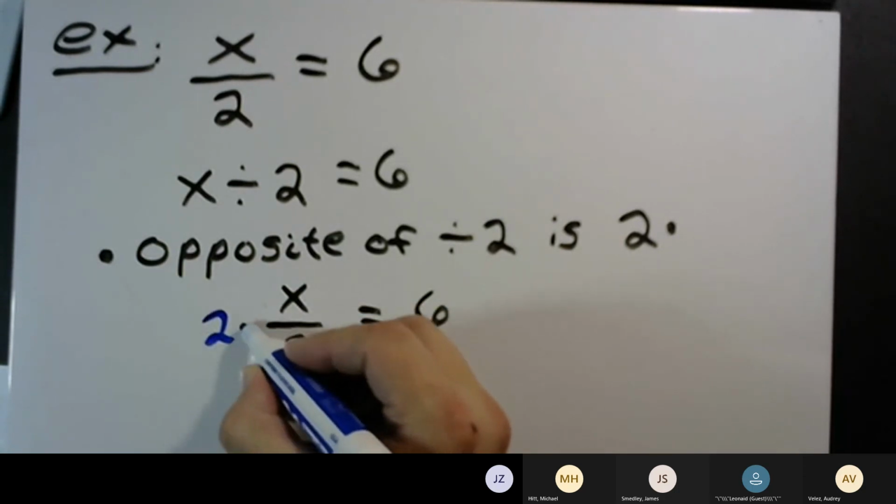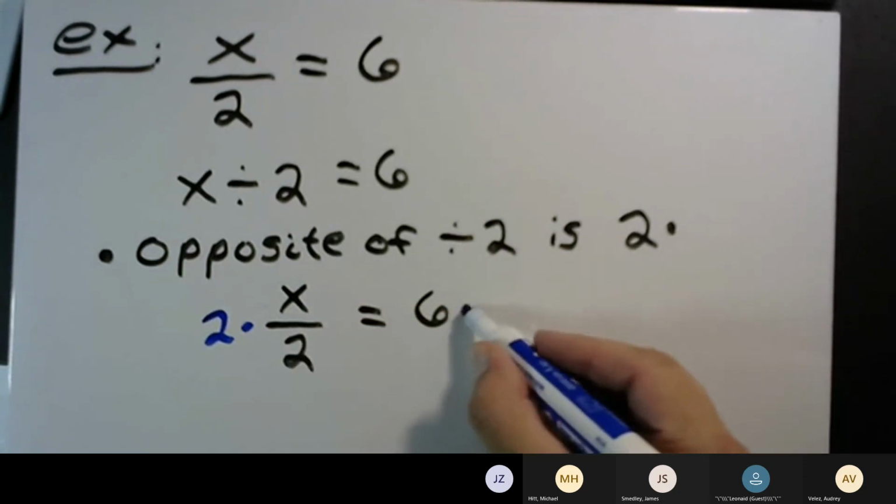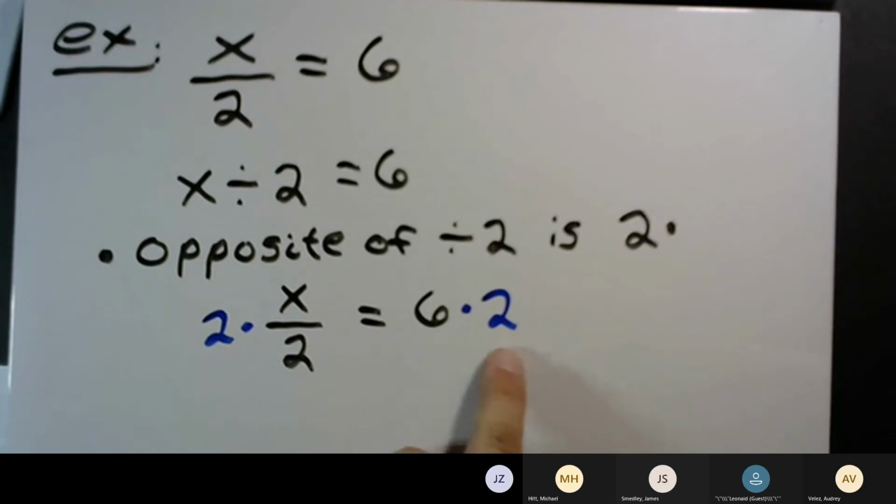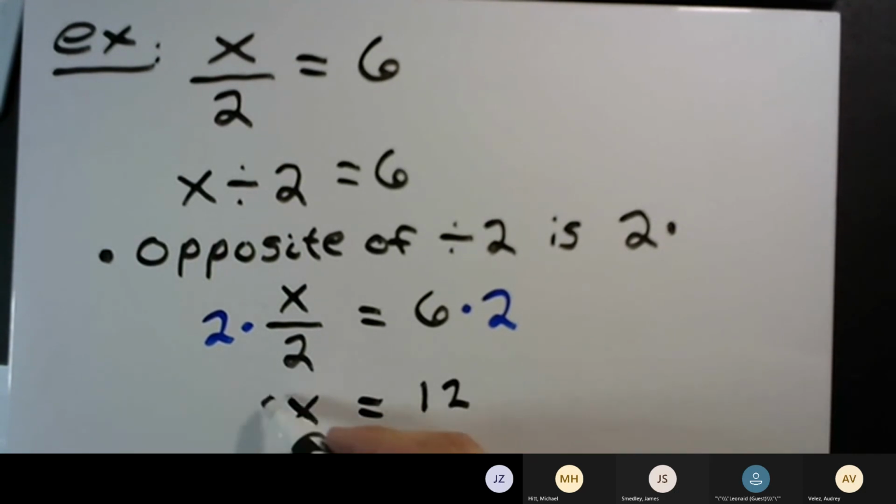So we do 2 times 6. Again, with multiplication, order doesn't matter. You can do 6 times 2 or 2 times 6, either way. With multiplication and addition, the order doesn't matter. Subtraction and division, it does, but not for these. So these will cancel, the multiplication and division. That's just going to leave us with x, and then x is equal to 12.